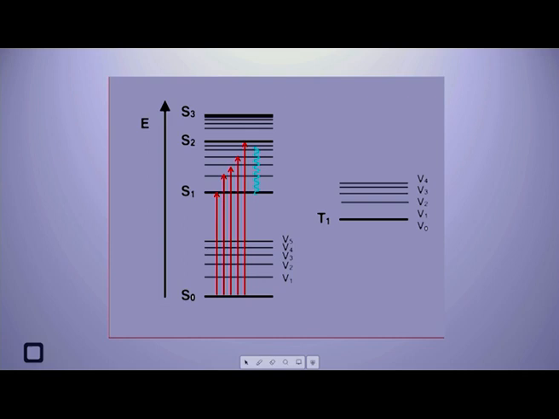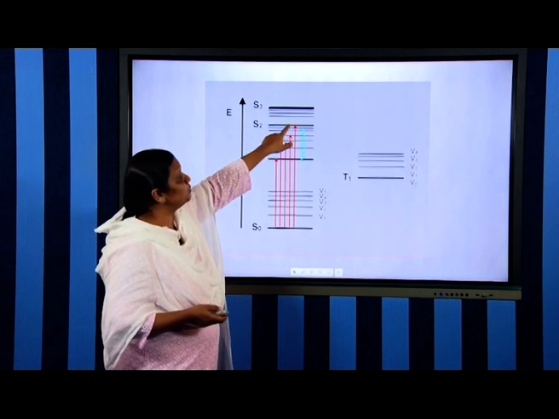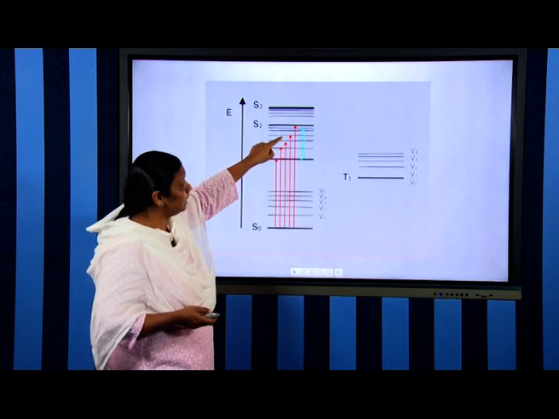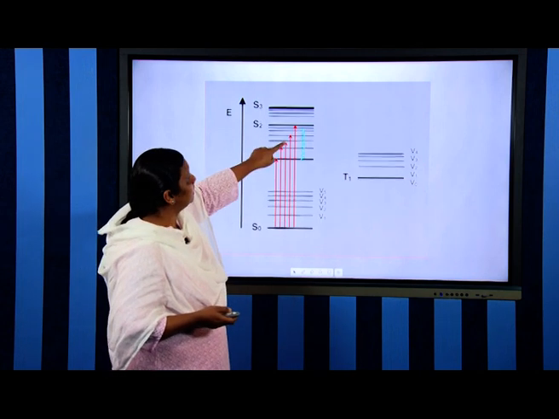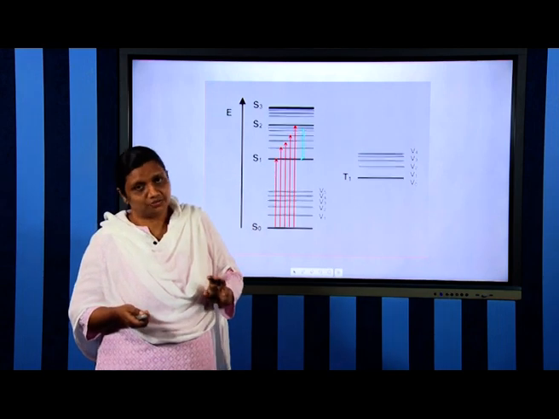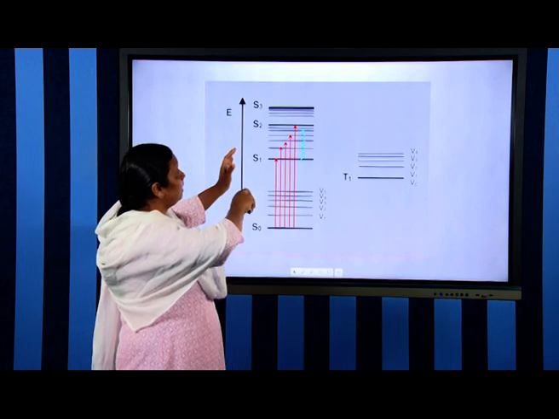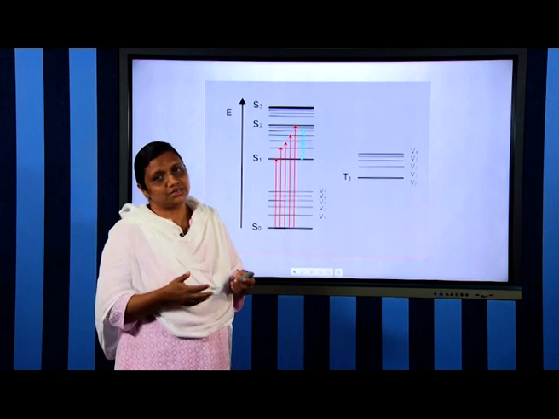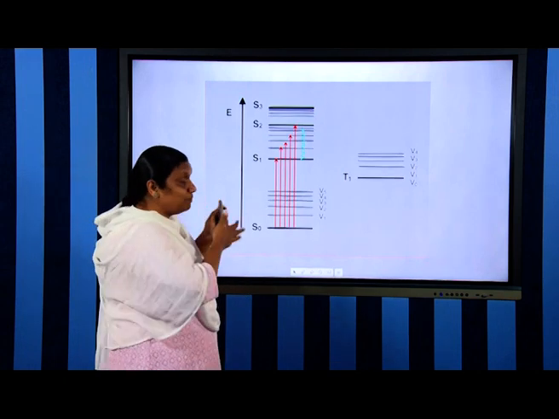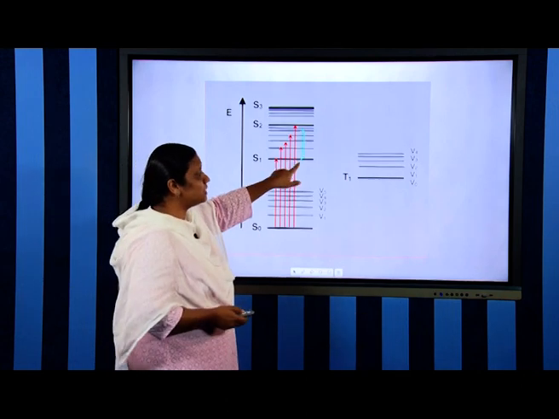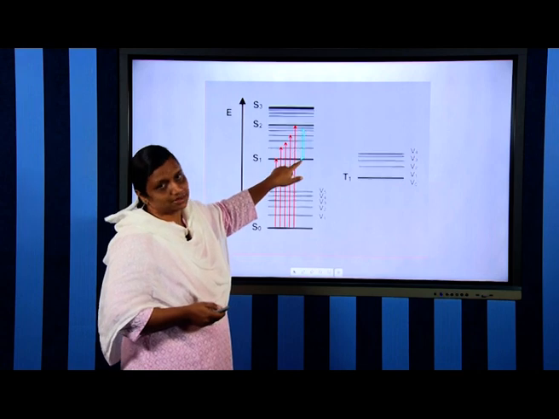The fifth line which I have shown goes from the S0 level to S2, the second excited state. The fourth line goes from S0 to the third vibrational level of the first excited electronic state. From the different higher vibrational levels of the first excited electronic state, with the same multiplicity, in the same singlet state, it can come down to the lowest vibrational level of the same excited state.